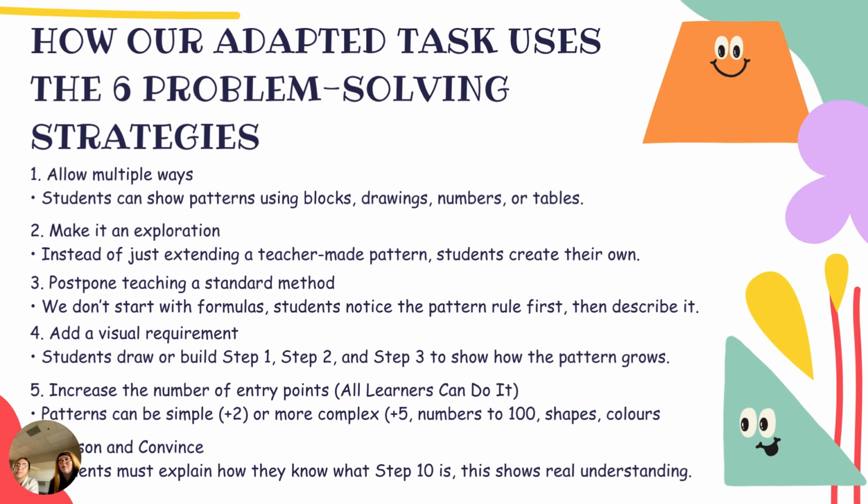And strategy 3, postpone formal rules. We don't start by teaching equations or formulas. Students notice the rule first through building and describing. Strategy 4, use visual models. They draw or build step 1, step 2, step 3, which makes the pattern growth visible. Strategy 5, multiple entry points. So some students might make a simple +2 pattern, while other students might make more complex ones like +5, or patterns using shapes and numbers.